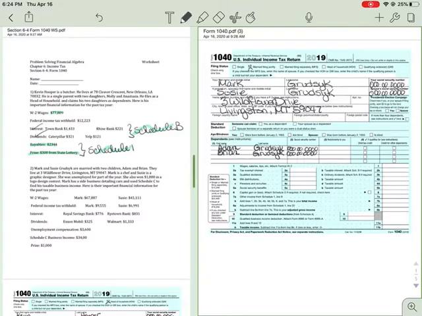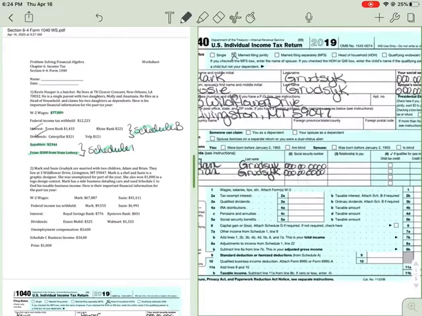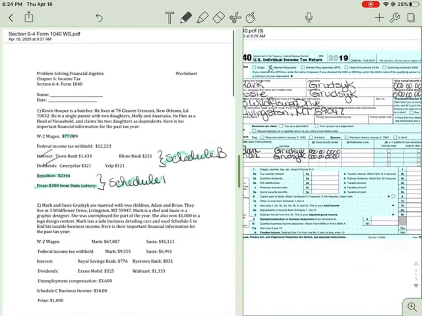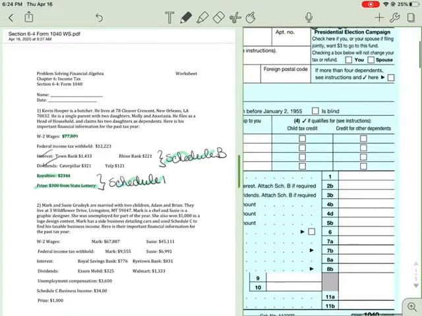All right, so let's input the information that we have. It says wages, salaries, tips from their W-2. We actually have 2 sets of wages, Mark's and Susie's. Mark's was $67,887 and Susie's was $45,111. So we're going to add those 2 together because they are filing jointly. I get 112,998.